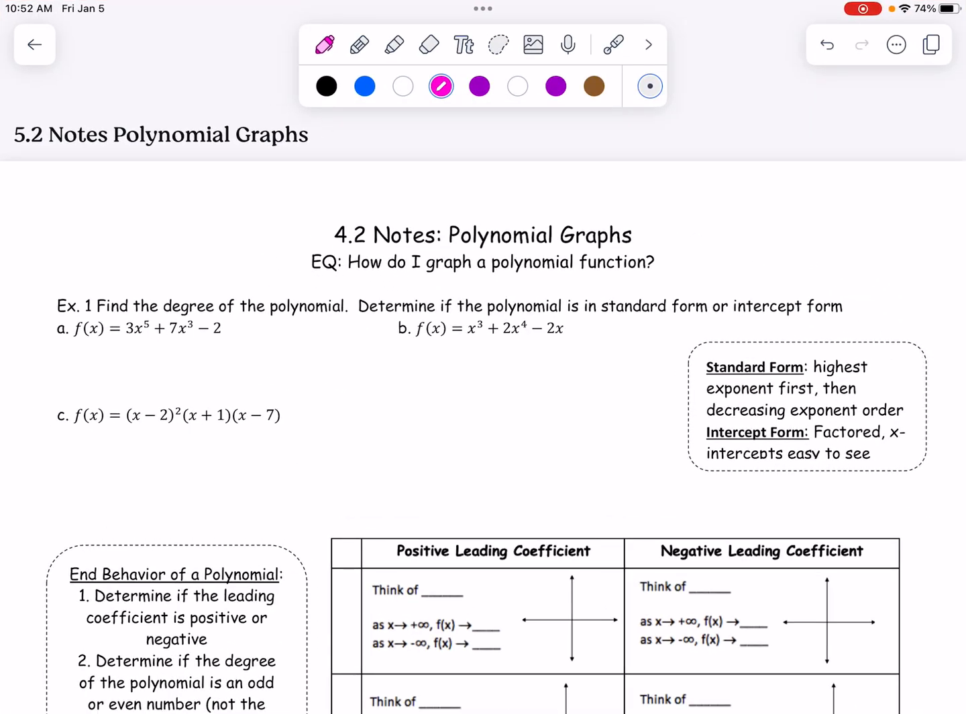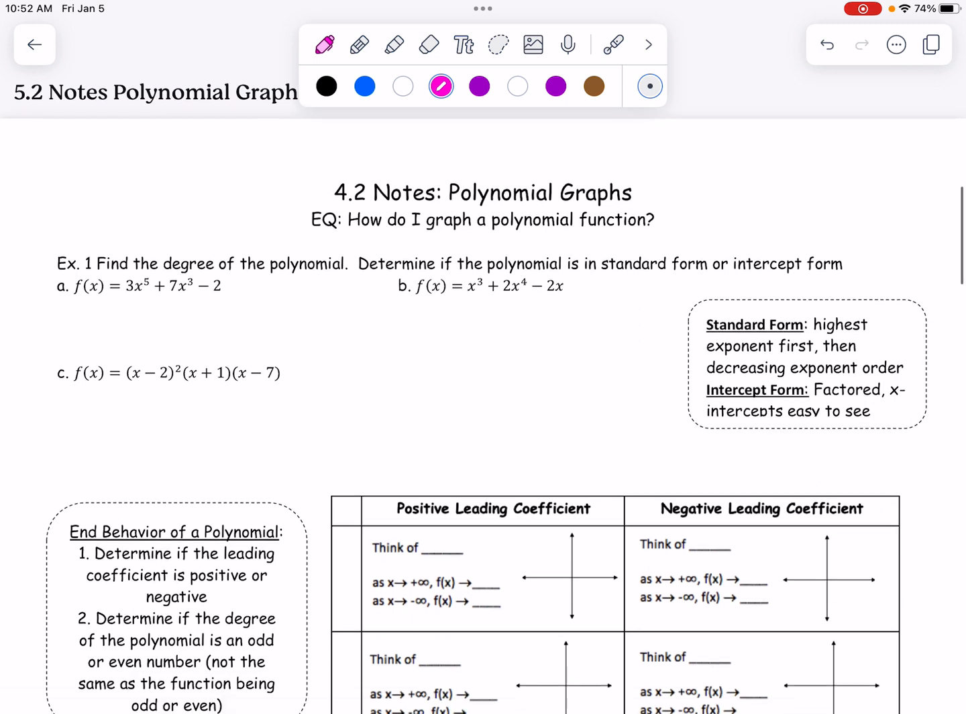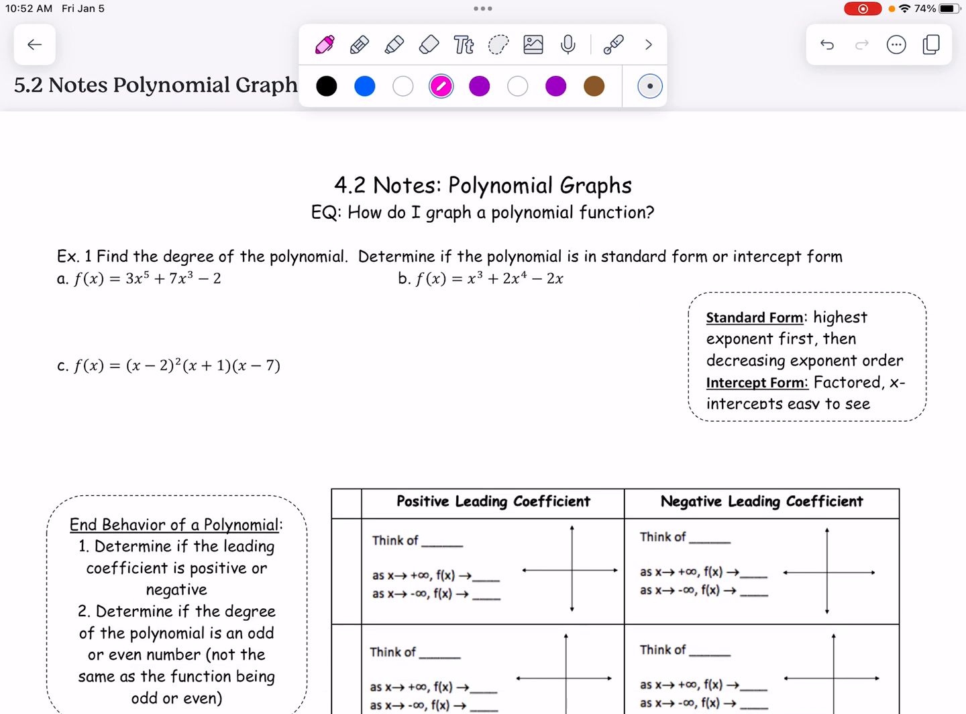Okay, today we're going to start graphing polynomials. So we're going to first review a little bit about putting polynomials in standard form and deciding the degree. The degree and the leading coefficient is going to be really important when we go to graph. So the first one is in standard form. My degree for this is 5.